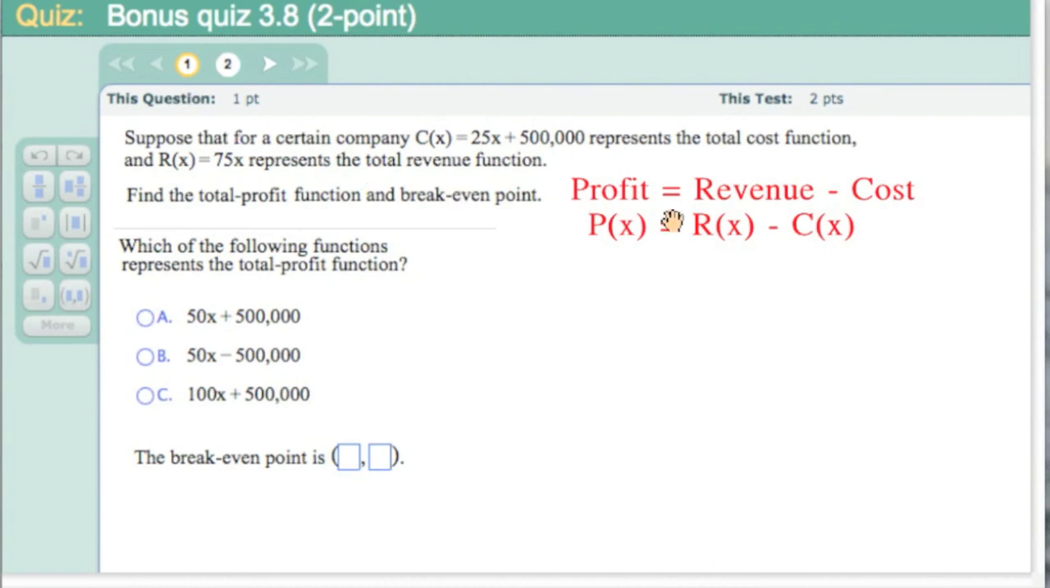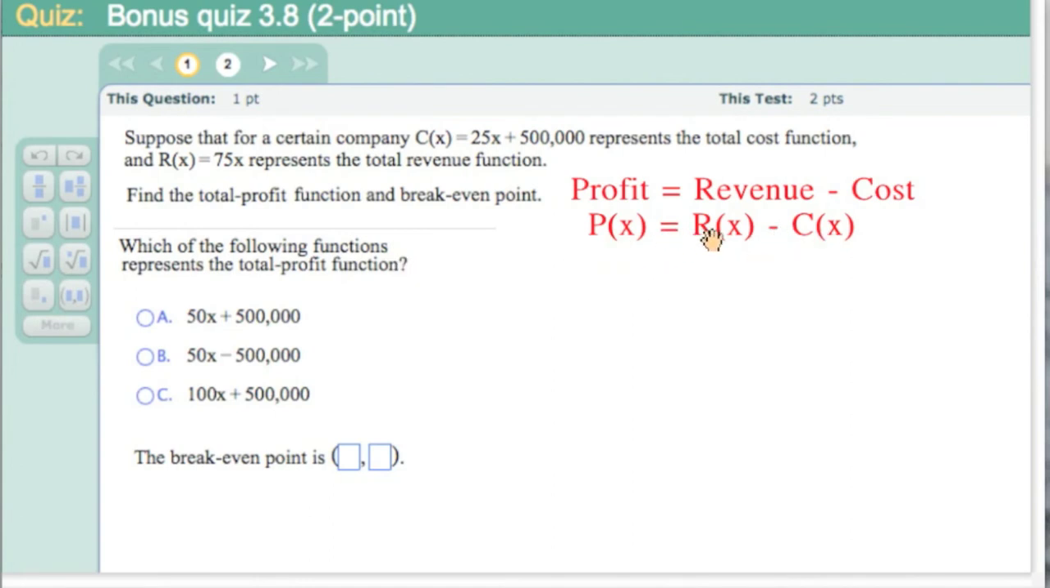Now, here is the template for the derivation of a profit function from revenue and cost. In function notation, it looks like this. C of x represents the cost of producing x widgets, so it's money going out from a firm. And R of x, revenue, represents the amount of money you make from selling x widgets. So this is incoming and this is outgoing, and it makes sense that when you subtract those two, you would get the total profit.